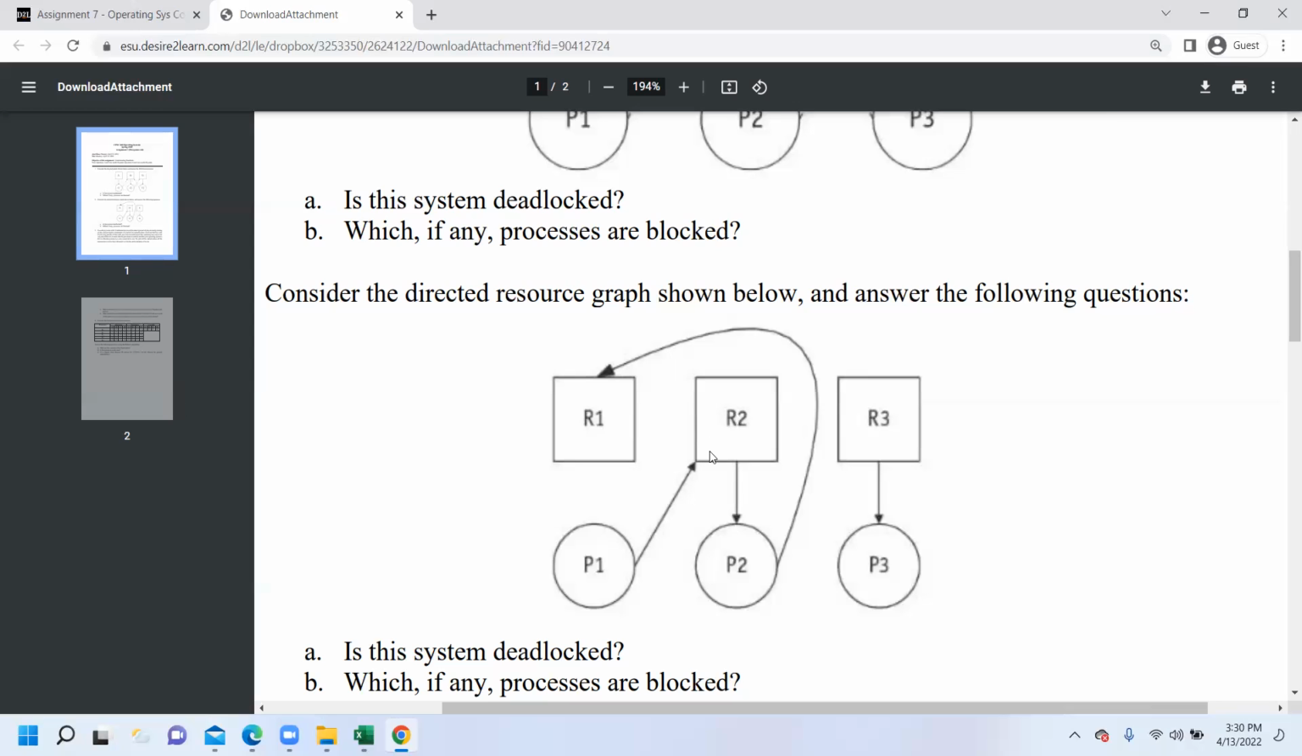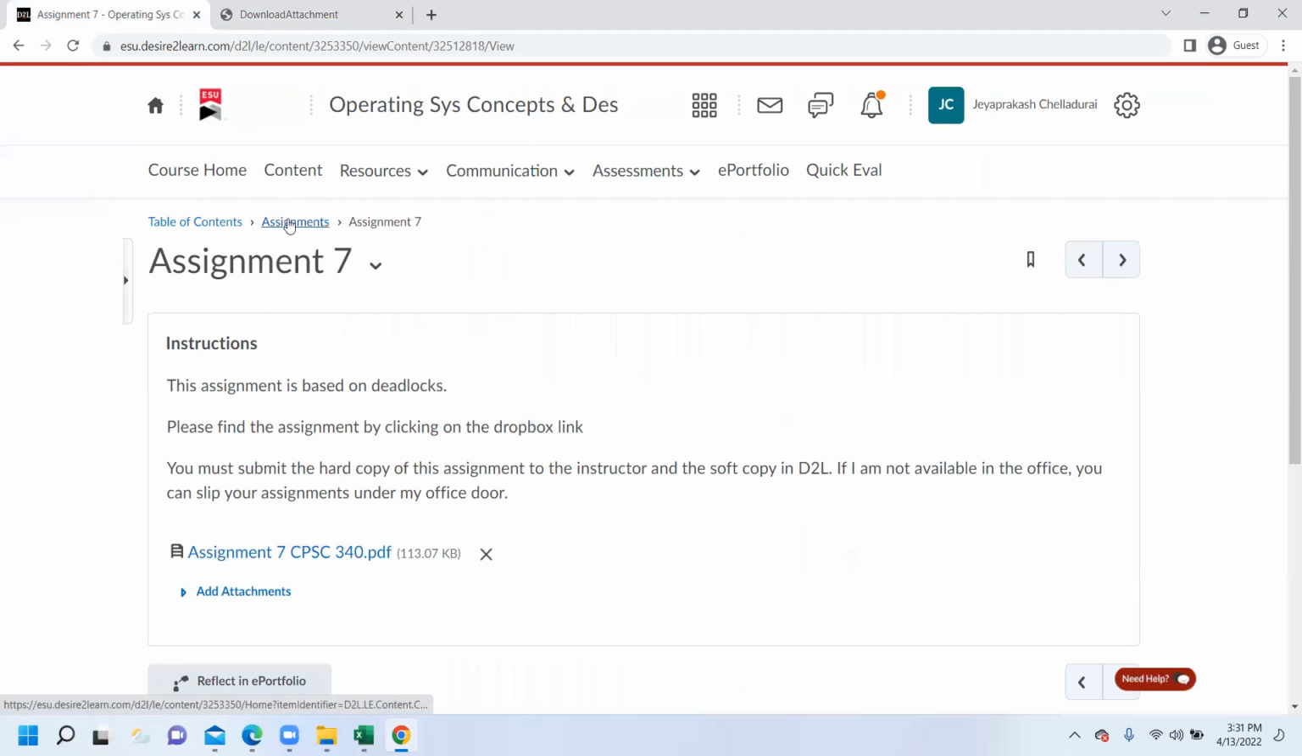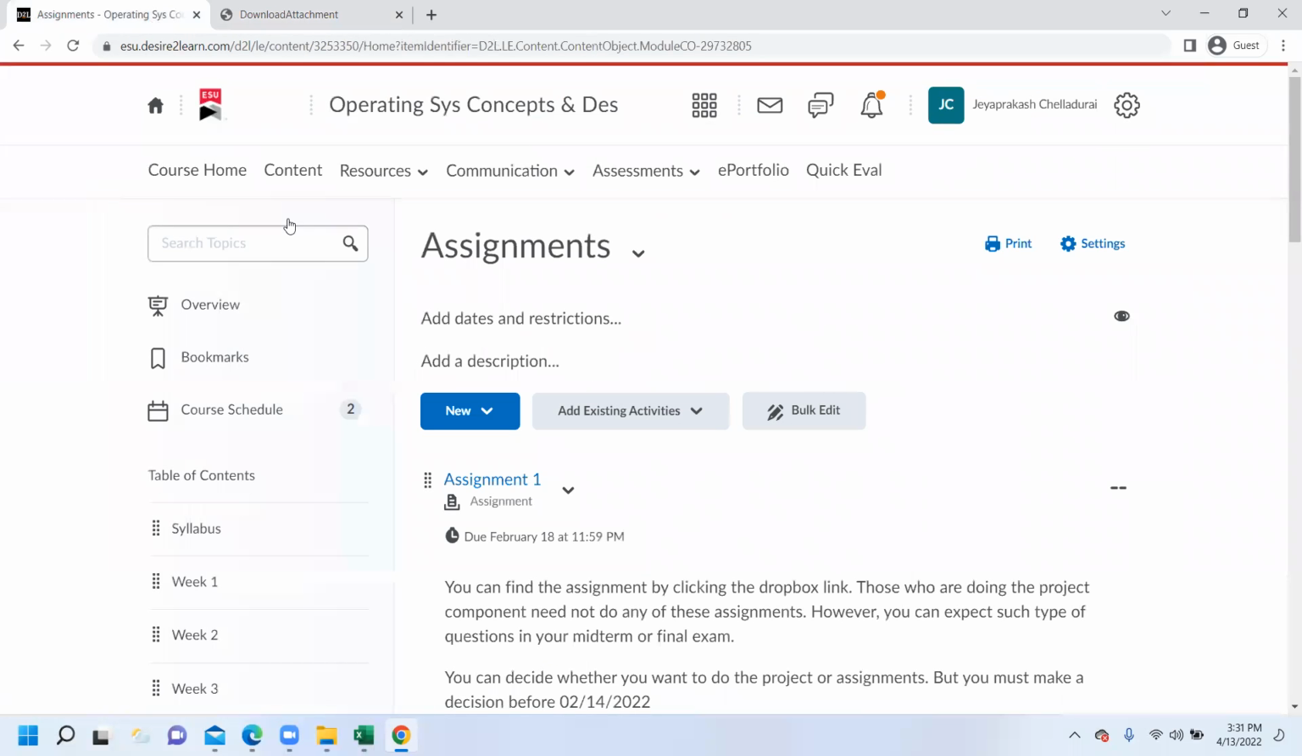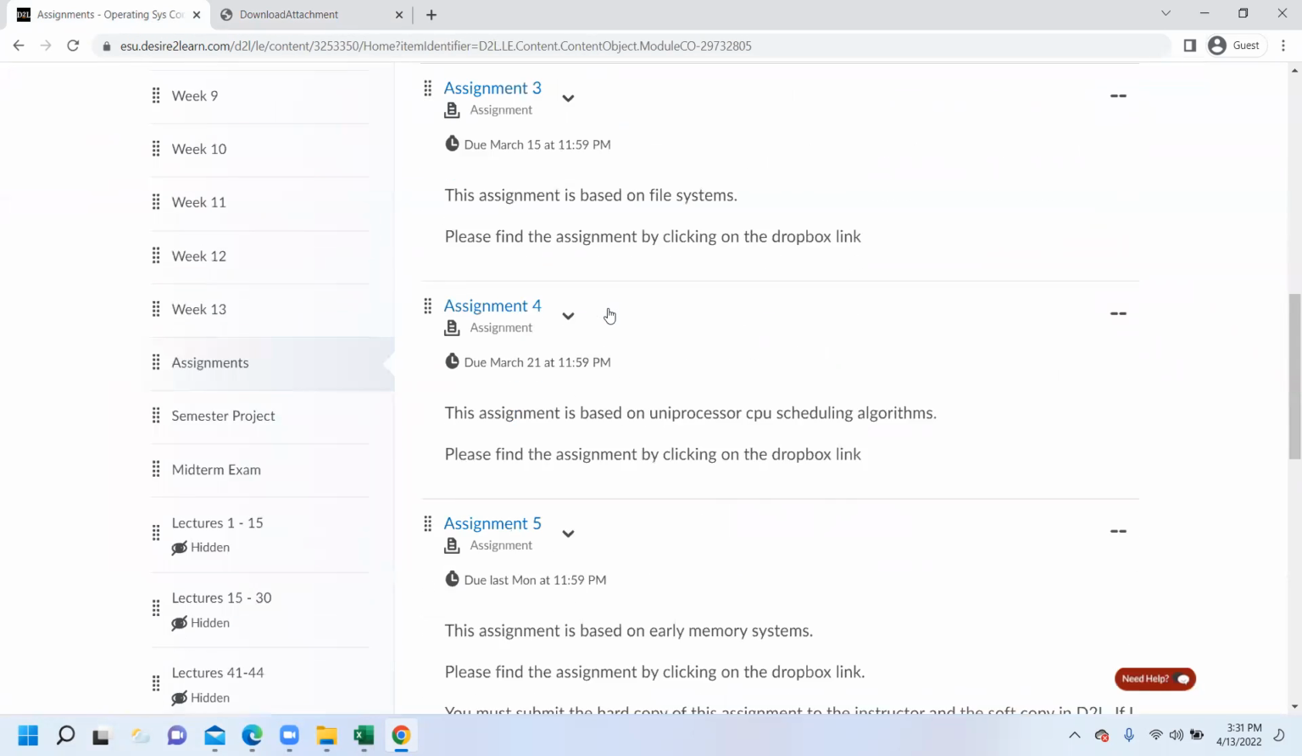So P1 is requesting R2, but R2 is already held by P2. That should be clear, including why the arrow goes where it goes. So don't get confused with the arrow, for the assignment students I'm talking about. This is due next Monday. Please submit the hard copy of the assignment as well as the soft copy in D2L.